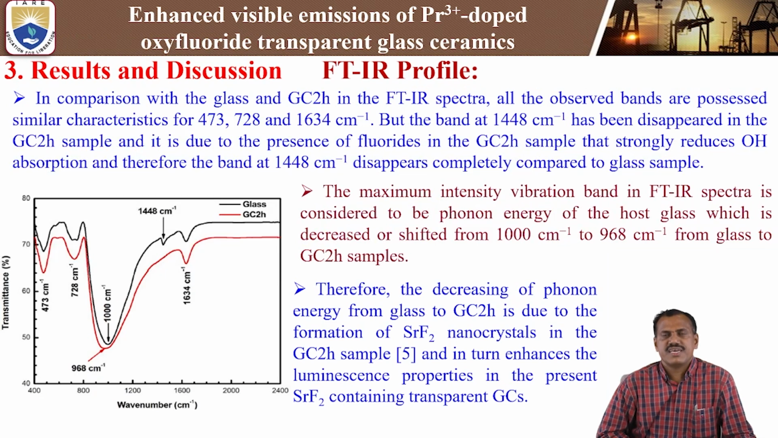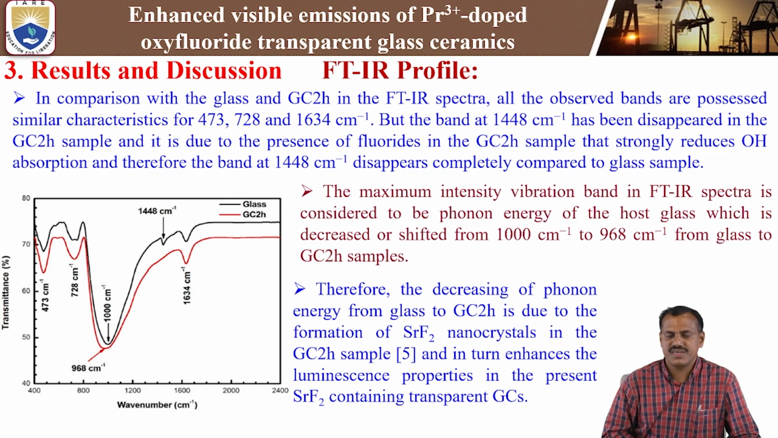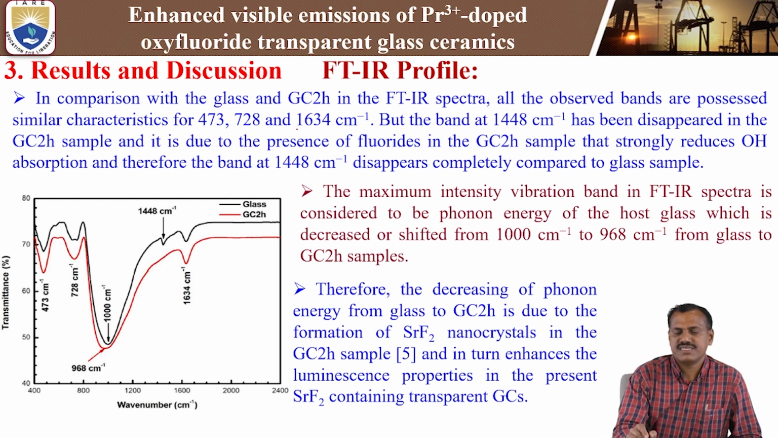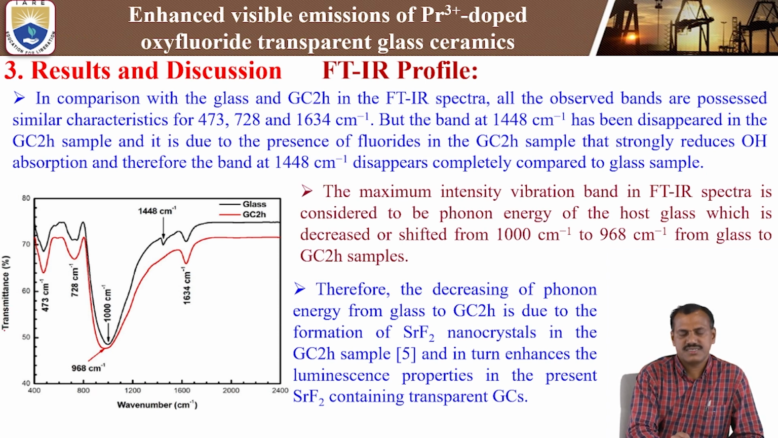Next, coming to the FTIR profile, Fourier transform infrared spectrometer. By using the FTIR analysis, we are comparing the glass and glass ceramic. See here wave number versus transmittance in percentage. See the glass sample and glass ceramic sample we observe in the FTIR analysis.